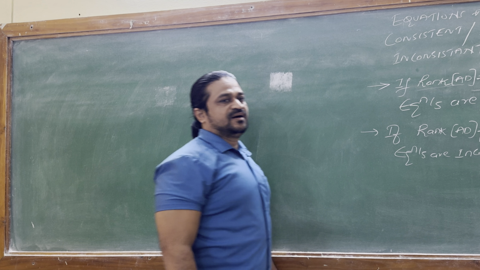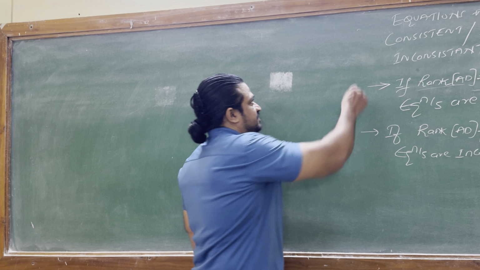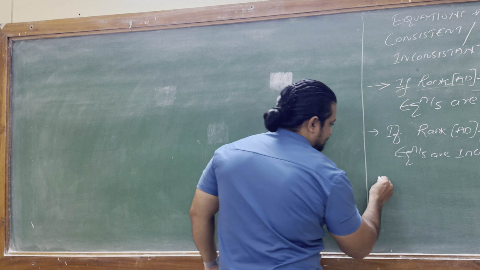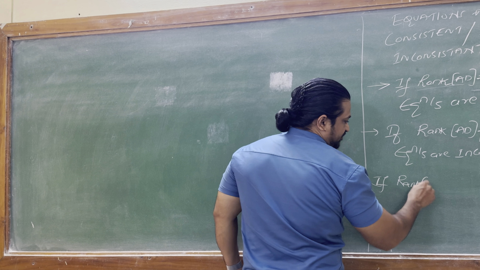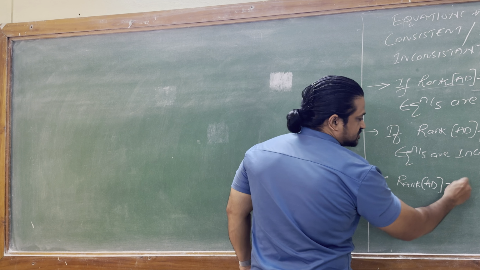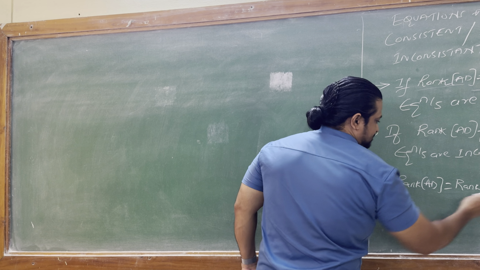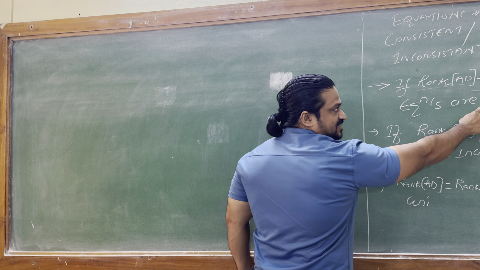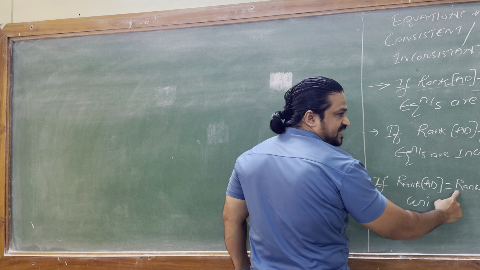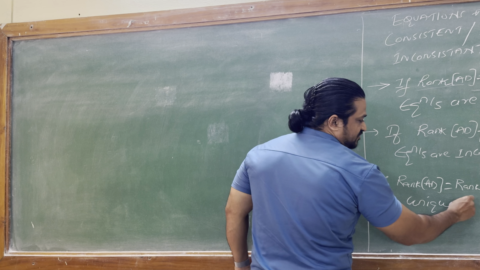Suppose you want to find the complete solution when the ranks are equal, then you need to remember these two points. If the rank of AD is equal to the rank of A, which equals 3, when ranks are equal, the equations are consistent. If the ranks are equal and they are equal to 3, then we will have a unique solution.